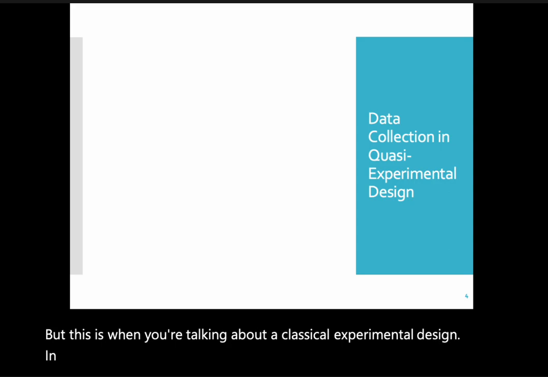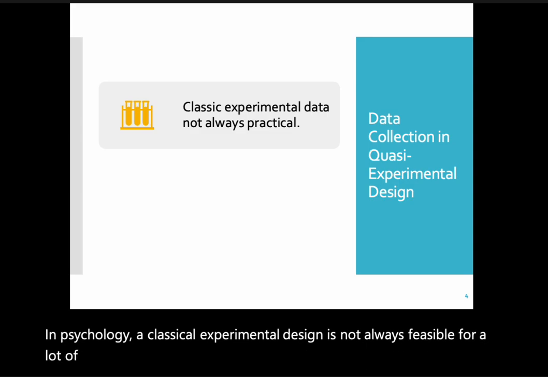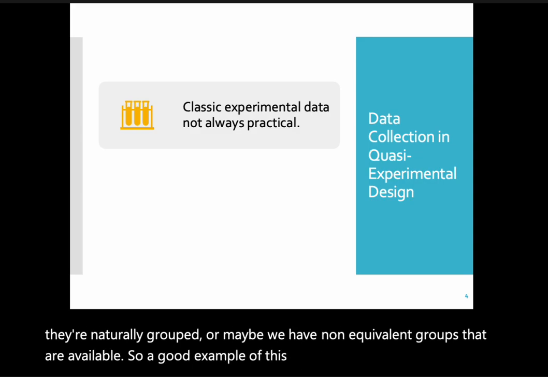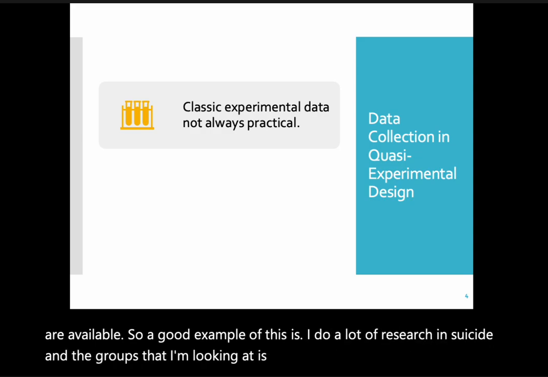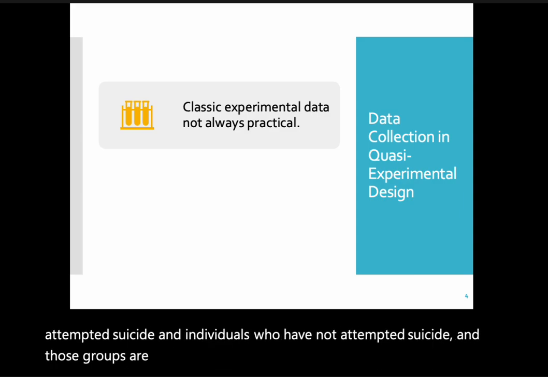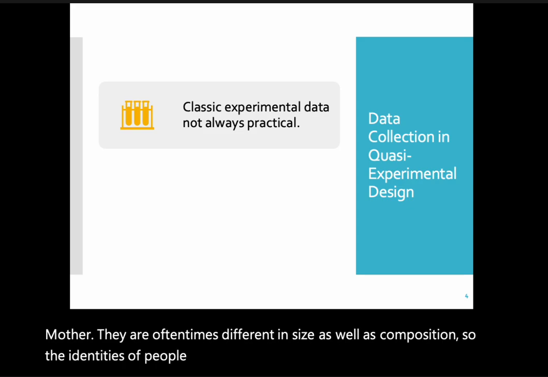But this is when you're talking about a classical experimental design. And in psychology, a classical experimental design is not always feasible for a lot of different reasons. Sometimes we can't randomize our participants, they're naturally grouped, or maybe we have non-equivalent groups that are available. So a good example of this is I do a lot of research in suicide, and the groups that I'm looking at are oftentimes individuals who have attempted suicide and individuals who have not attempted suicide. And those groups are not equal. They're not equivalent to one another. They are oftentimes different in size as well as composition. So the identities of people in each of those groups can be vastly different and not equivalent to one another.